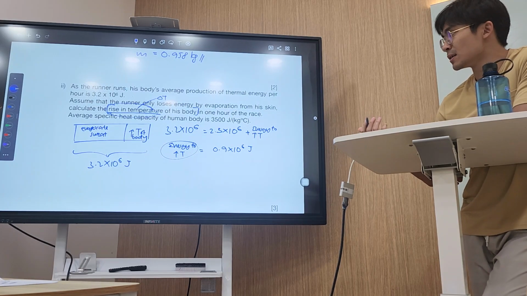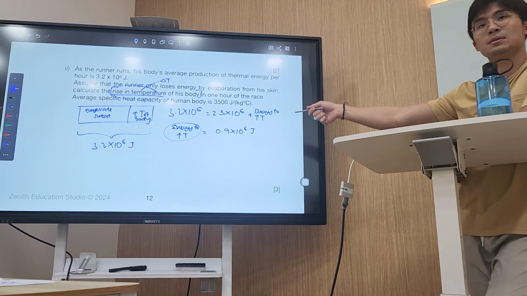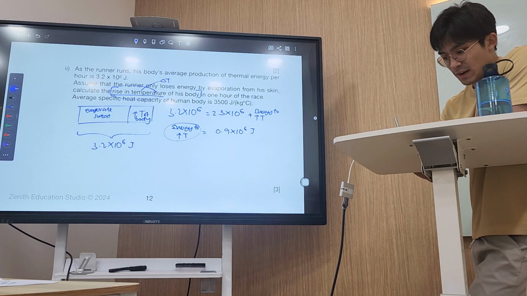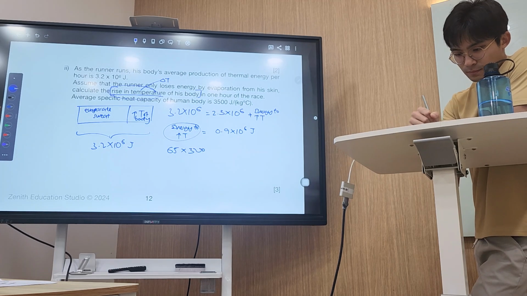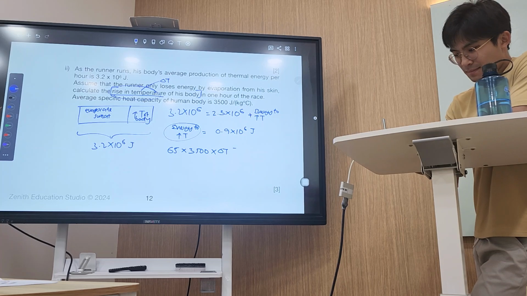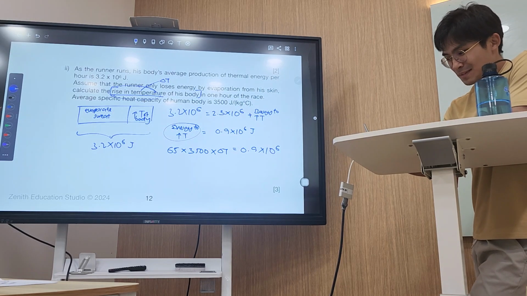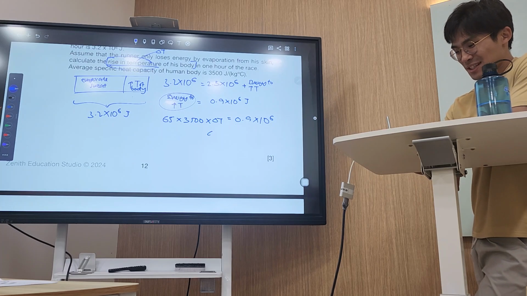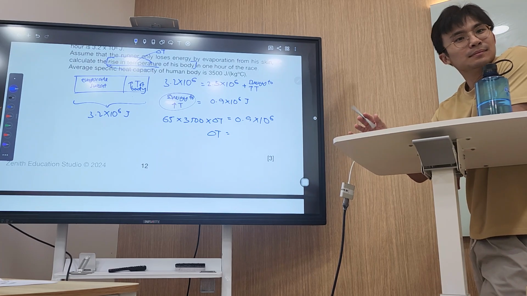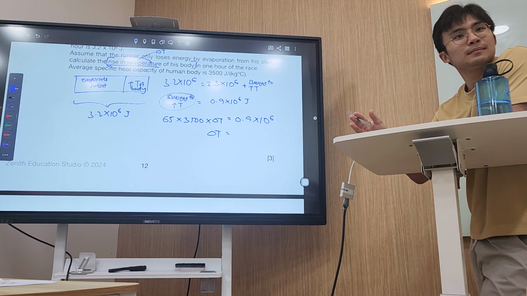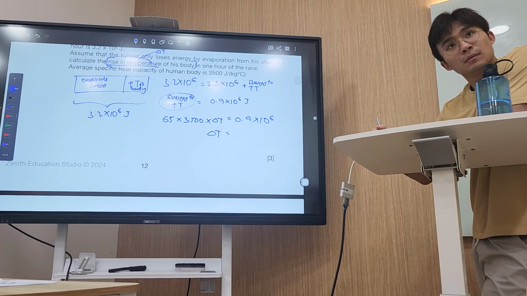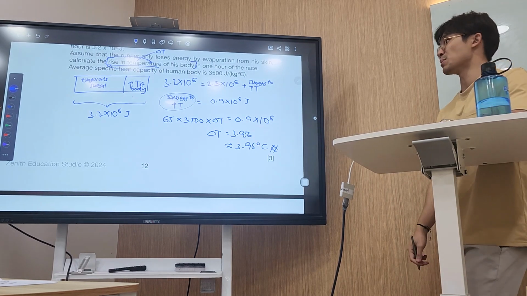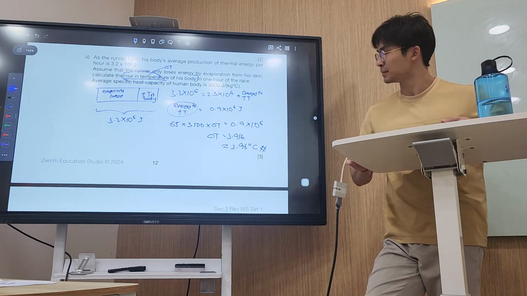Minus what? How do you get 0.9? 65 times 3500 times... So, temperature. What's your delta T? Three point nine, 3.956. Okay, so 3.96 degrees Celsius. Every hour the temperature increases by 3.96. This fella's thermal regulation is disgustingly bad. Probably not a very safe guy.